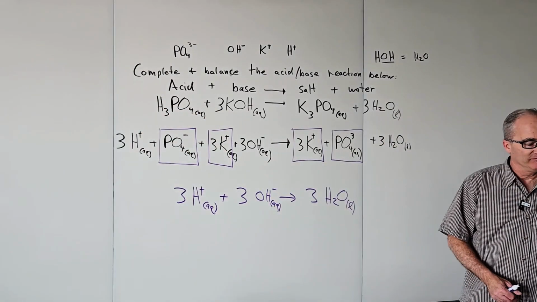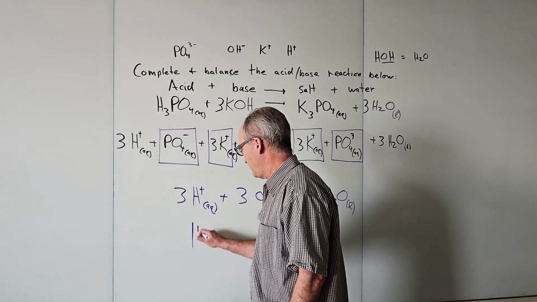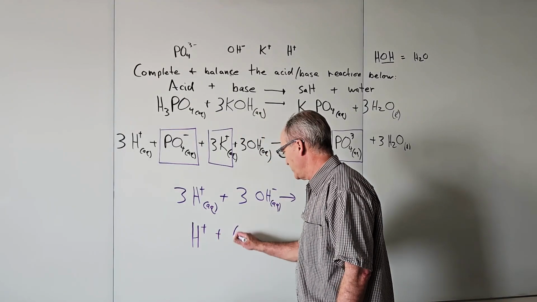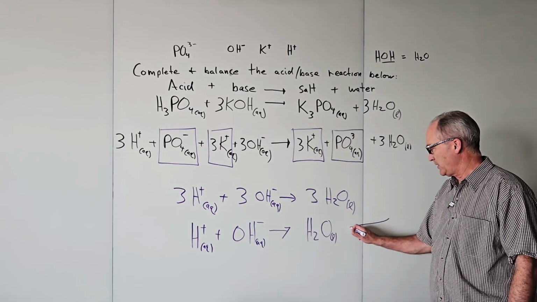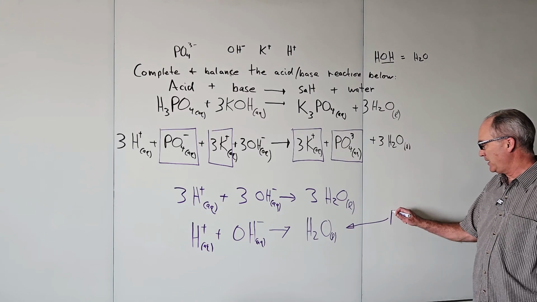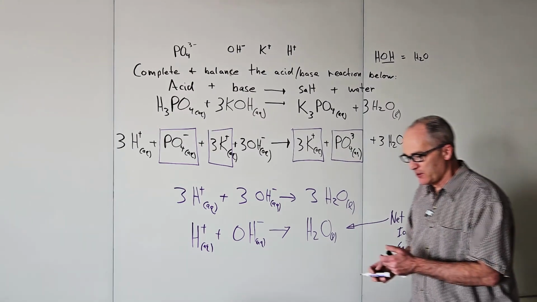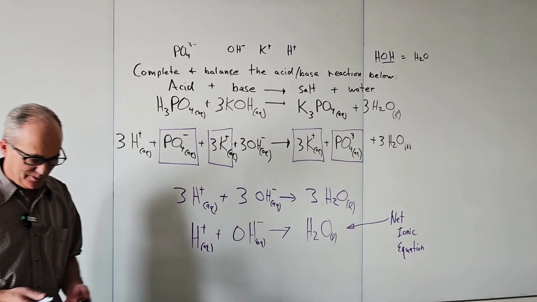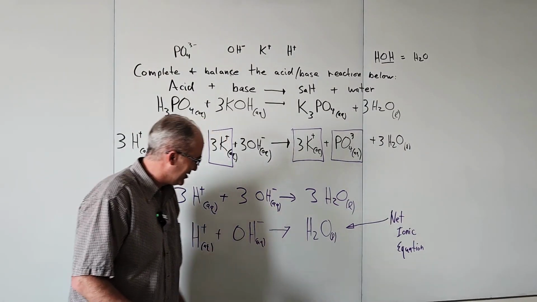If we really want to be particular about rules and regulations, we can divide both sides by 3 and get something that looks like this. What do I name this thing? Nobody's working ahead in Alex. This is called the net ionic. This thing here is called the complete ionic. What's the difference between the two? Only the things that change, right? So this is the heart of the chemistry.